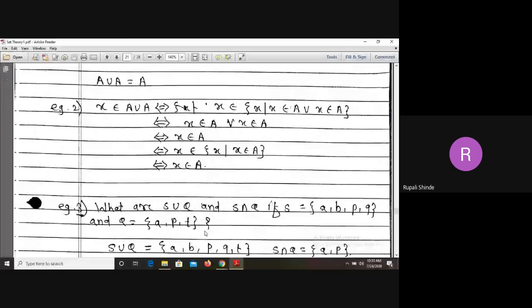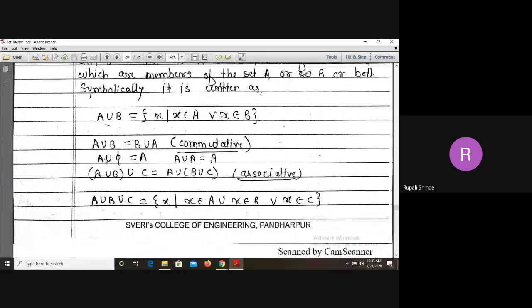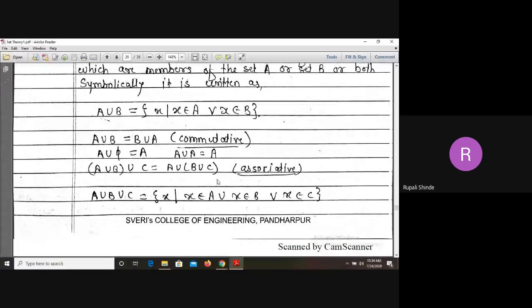Likewise, you can prove A union phi is equal to A. Take this statement for homework and solve it. A union phi is equal to A. Also you have to prove this associative property: (A union B) union C is equal to A union (B union C). Take this one for homework, and when coming to the next lecture, it should be solved.